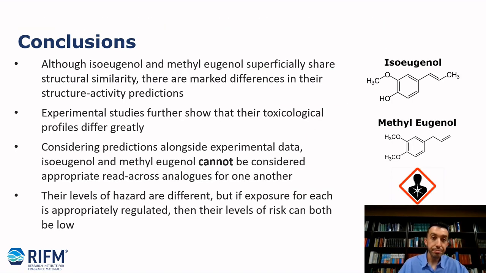To wrap things up, we first reiterate that isoeugenol and methyleugenol are often lumped together when considering safety assessment due to their structural similarity. However, grouping materials for tools such as read-across requires considerations of much more than just structural similarity. This becomes evident when you examine the toxicological profiles of both materials and discover that methyleugenol is much more hazardous than isoeugenol. However, despite their toxicological differences, if usage levels of each material are regulated appropriately, then both materials can be low risk.